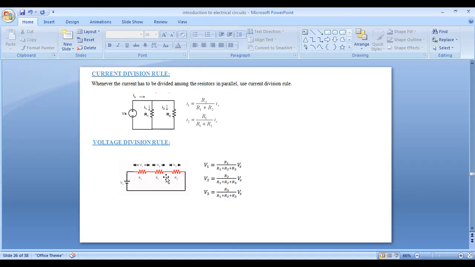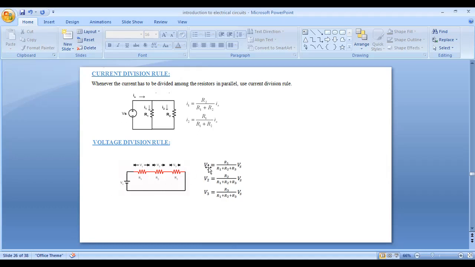Next, the voltage division rule. This voltage division rule is used to analyze the series circuit. In the case of series connection of resistors, we know the current is the same, but the voltage drop is different across each resistor. So if you want to find the voltage drop across each resistor, then we can use this voltage division rule. Here, V1 is the drop across R1, V2 is the drop across R2, and V3 is the drop across R3.